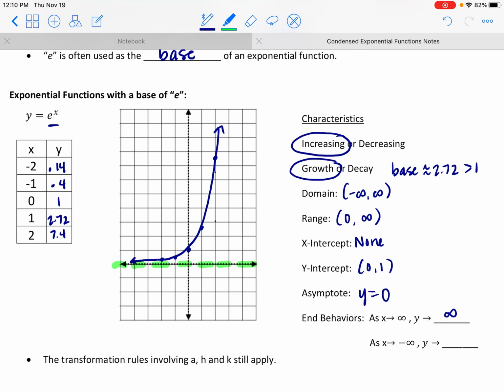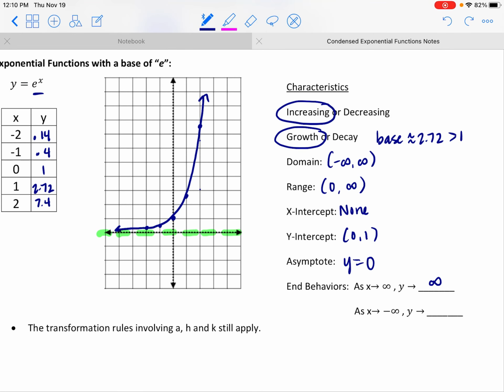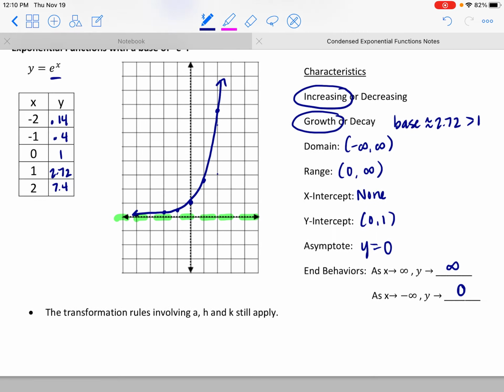Now on the left end over here, where are these y values going? This direction. We're getting smaller and smaller and smaller. We're getting closer and closer to that asymptote. So remember, when you have a horizontal asymptote in your graph, the ends approach that horizontal asymptote. So the y values are getting closer and closer to 0, trying to get there to 0.